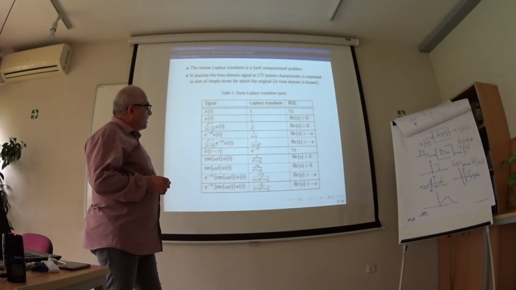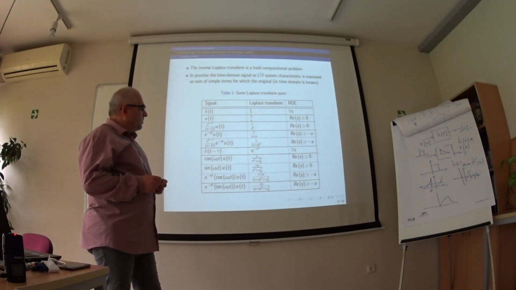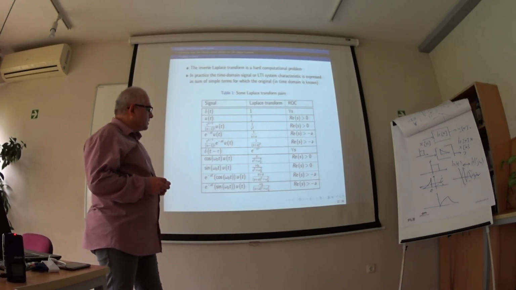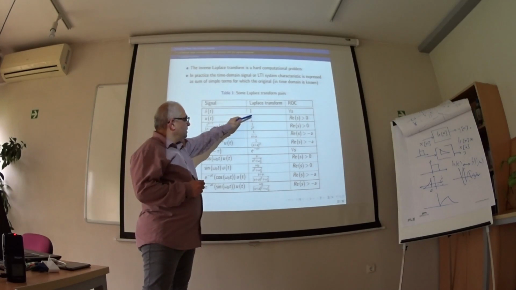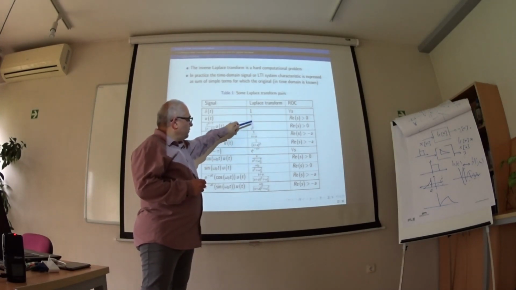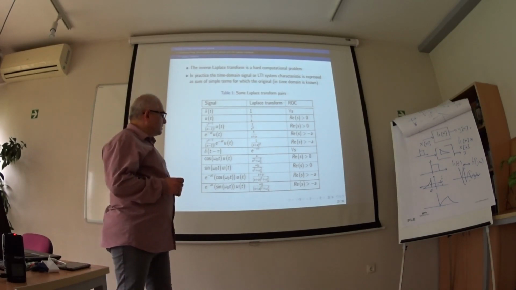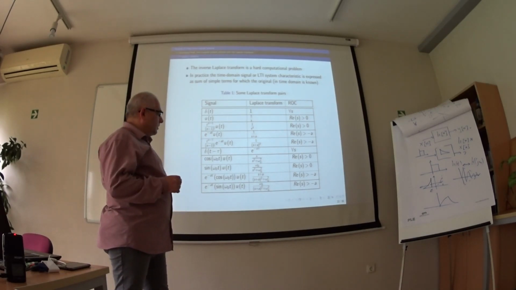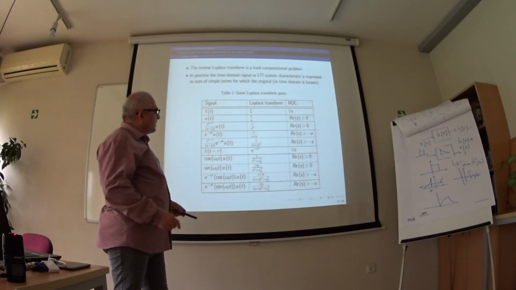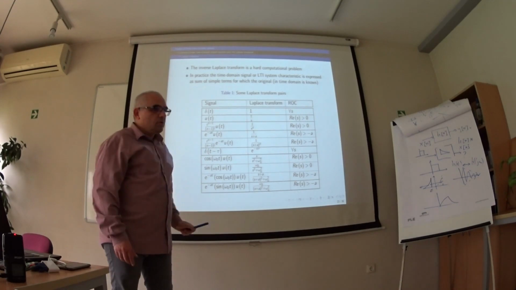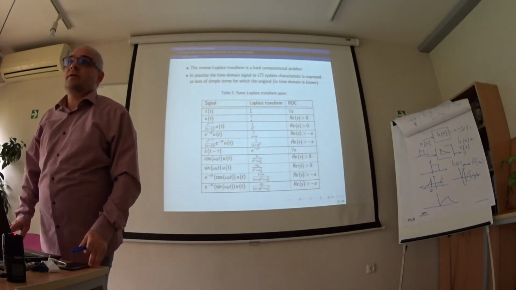If we want to make an inverse Laplace transform to the time domain, we can express it as a sum of some simple terms, which can be found here. If we can express our Laplace function as a sum of simple things, we can find them here, and we can find the original, because the Laplace transform is a linear transform.